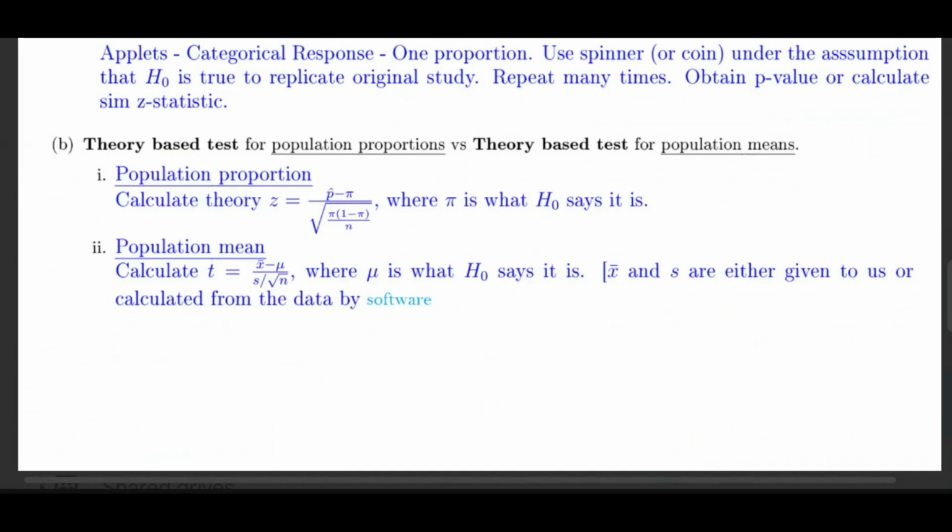Well, there are 3 things you need to have clear in your mind. There is SIMZ, there is theory Z, and there's theory T. Just these 3 things. Do you notice? Thank you. Please remind me to give it back to you. So there are 3 things for proportions.